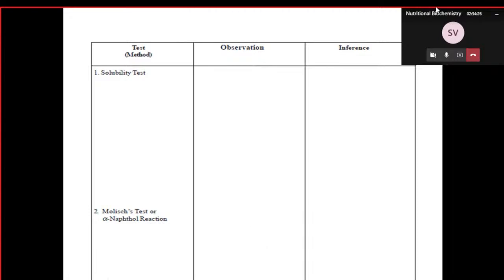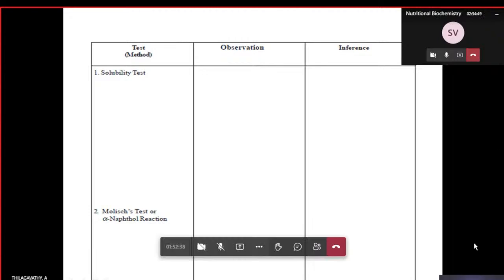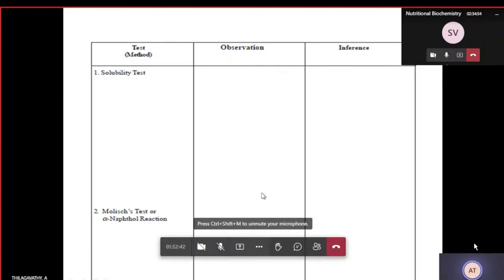You write appearance of brown ring or violet ring at the junction, or just appearance of the brown ring, you can stop at that. And then write the inference: confirms the presence of carbohydrates. It shows only the carbohydrates. What will be the next test which you will do for any sugar? Benedict's solution. Write Benedict's test. Don't write both Benedict's and Fehling's. Write any one of the tests, enough. Then you write the third test, Benedict's test.